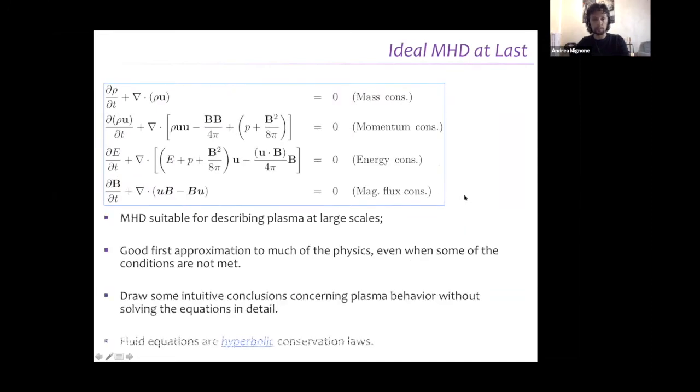We are actually probably more familiar with this formulation, which is the conservative equivalent to the equations I just showed before. It's called conservative because the equations can be written in divergence form, therefore stressing the importance of conserving mass, momentum, energy, and so on. Now, MHD is suitable for describing the plasma at very large scale. I would say that it is still a good approximation to much of the physics, even if you don't meet some of the conditions. And it allows you to draw some intuitive conclusions concerning the plasma behavior without solving the whole system of equations in detail. They are a hyperbolic system of conservation laws.